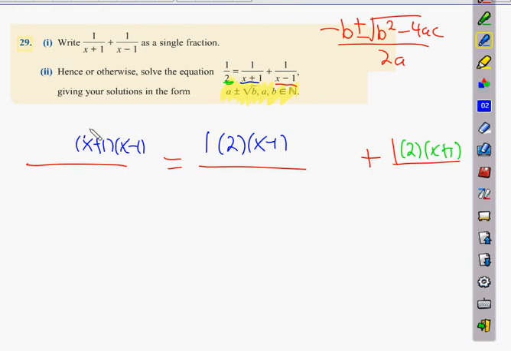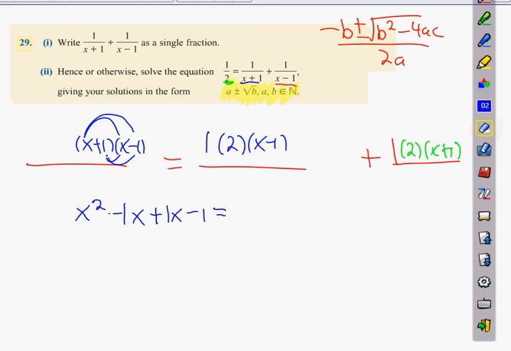So x by x, x squared. X by minus 1, and then plus 1x, then minus 1. Okay.